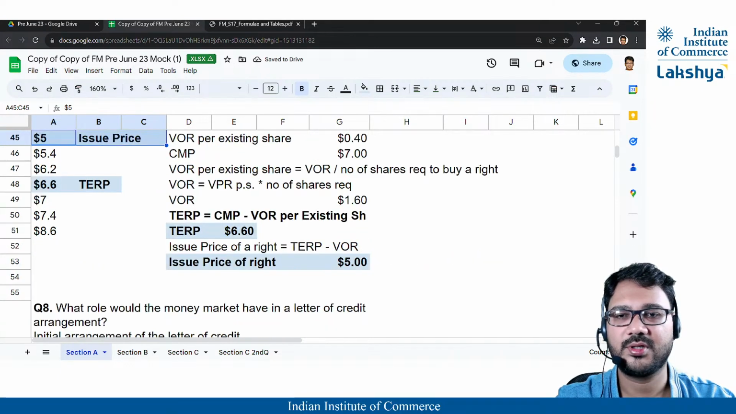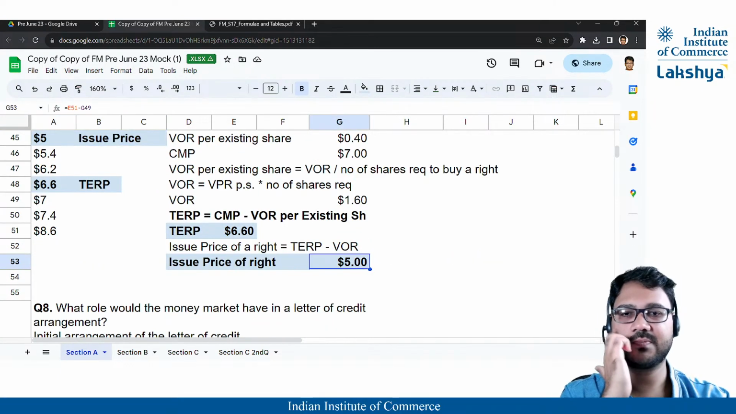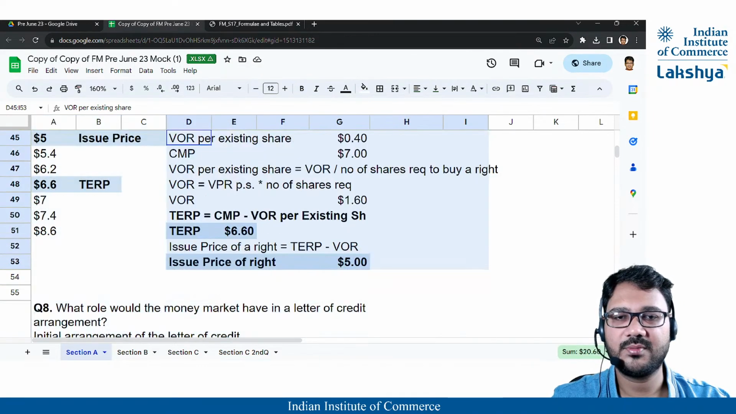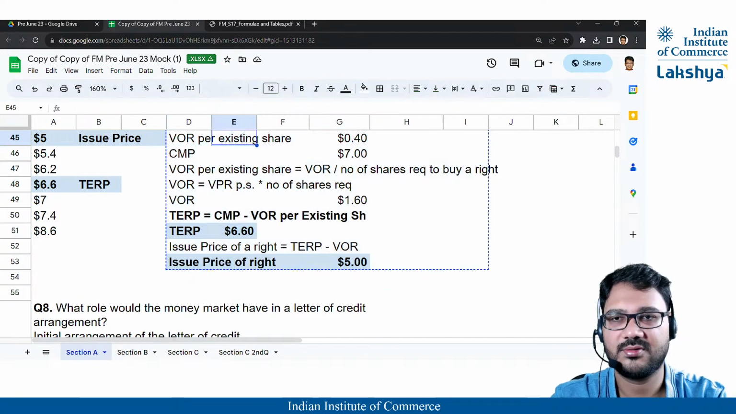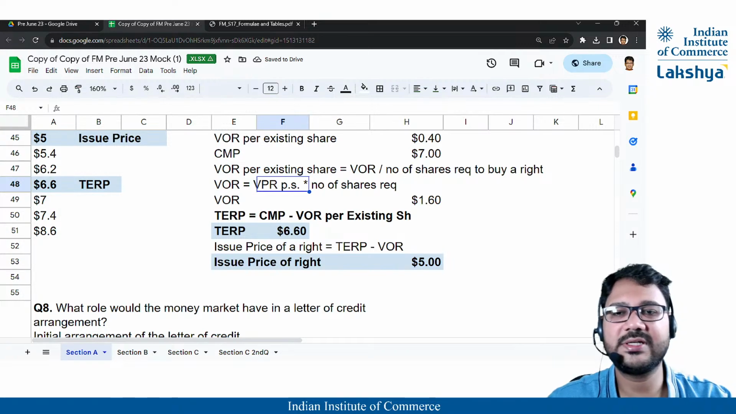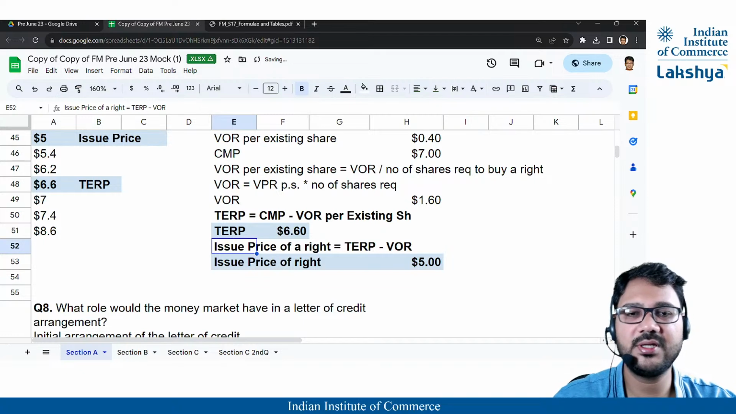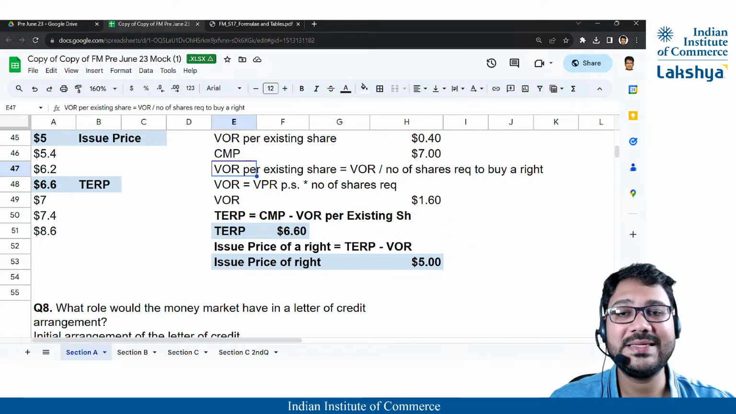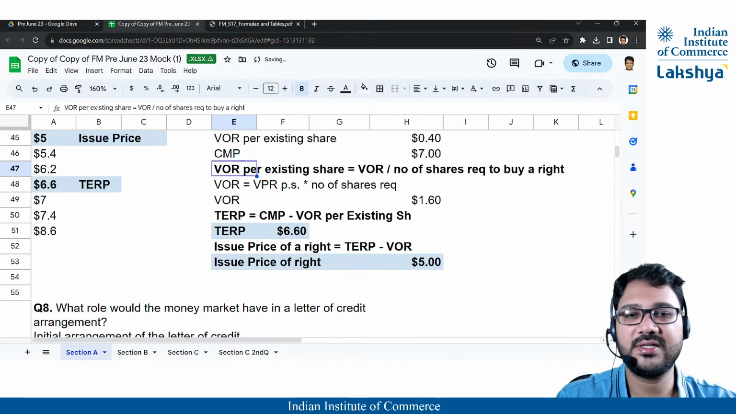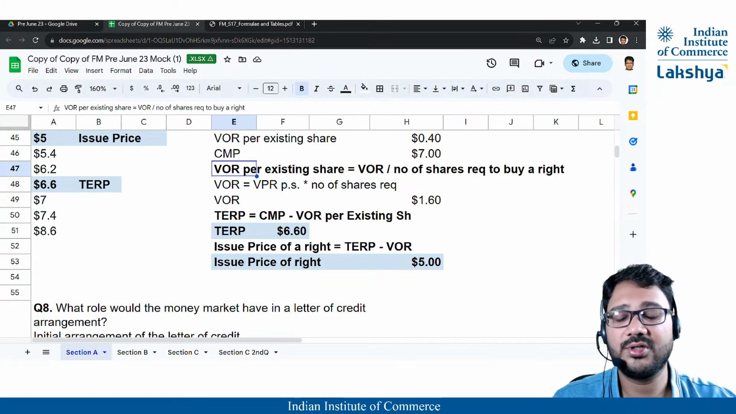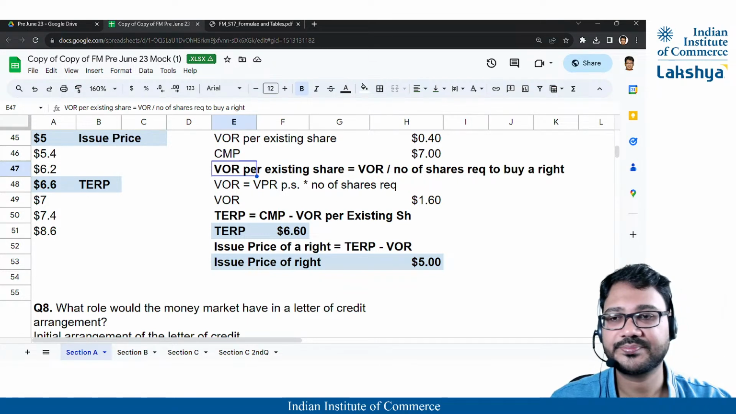Issue price per right. All right. Clear? This is how we, let me just shift everything by one cell. Okay, so this one was a little difficult to do, in the sense the formulas need to be known. Only then can this question be easy. I have just made the formulas bold, so you know what needs to be remembered.